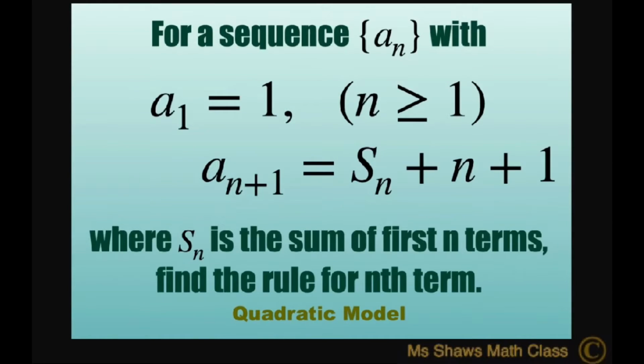For sequence a sub n, with our first term is 1, the number of terms is greater than or equal to 1, and our a sub n plus 1 equals s sub n plus 1. All right, we're going to find the rule for the nth term.